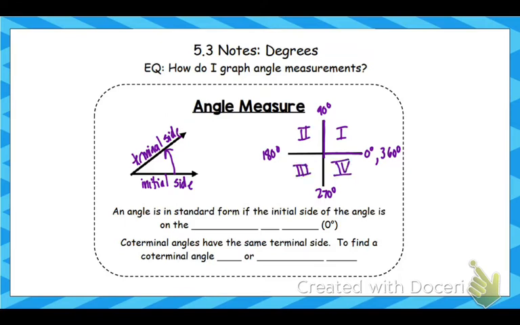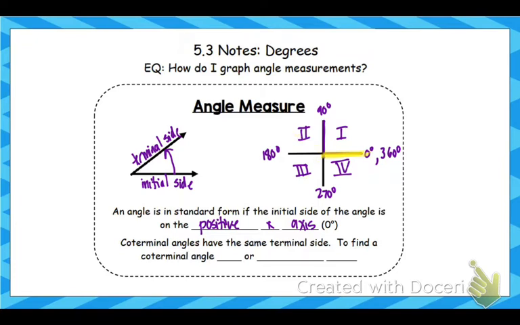So whenever we graph these, the angles that we graph are going to be in what's called standard form. Standard form means that the initial side of the angle is going to be on the positive x-axis, which is basically what we marked as 0 degrees. So whenever we graph these, we're going to start here with our initial side, and then we'll figure out where our terminal side goes in relation to that 0 degrees.